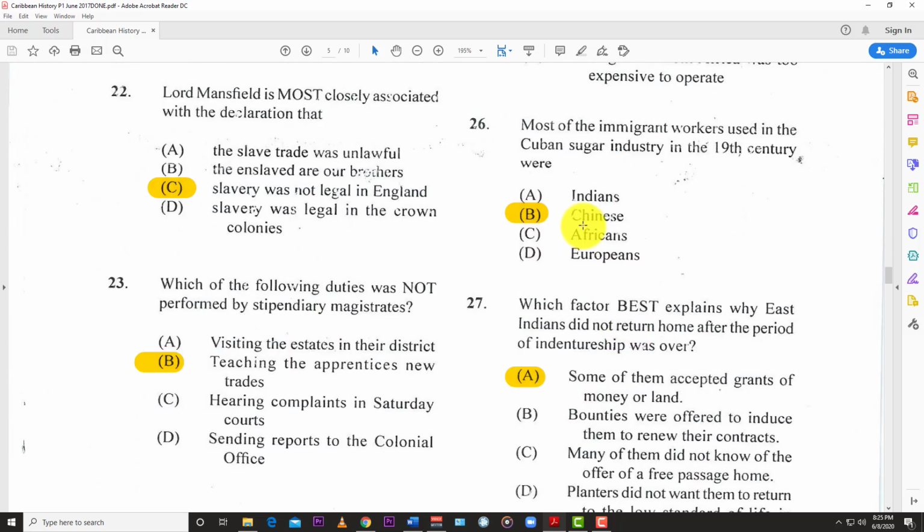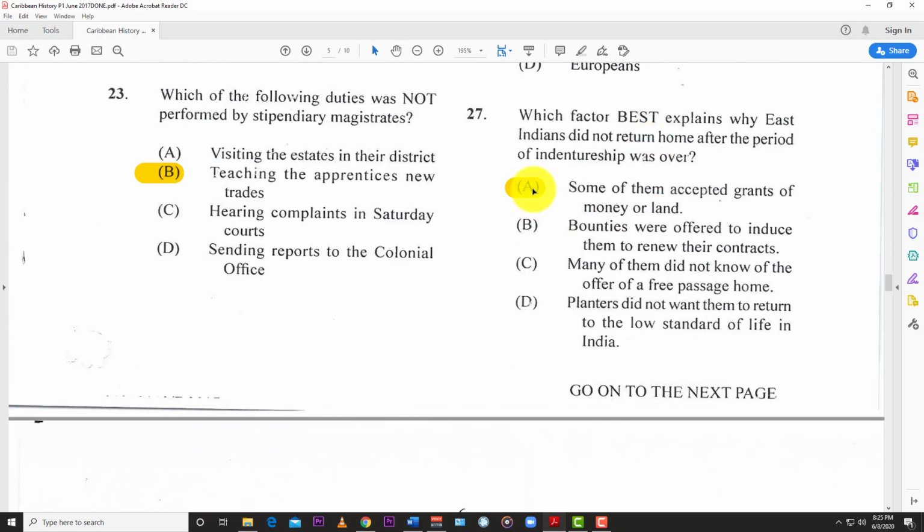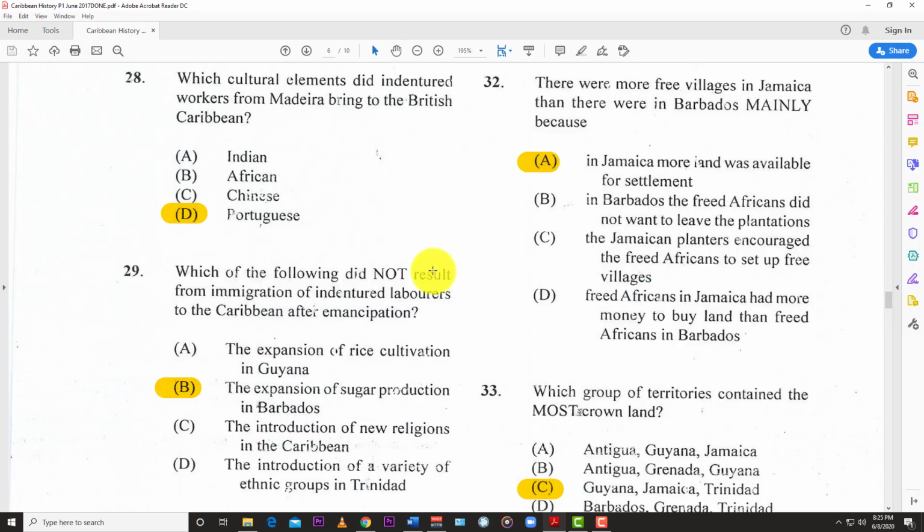Number 26, most of the immigrant workers used in the Cuban sugar industry in the 19th century were B, Chinese. 27, which factor best explains why East Indians did not return home after a period of indenture was over? And so the answer is A, some of them accepted grants of money or land.